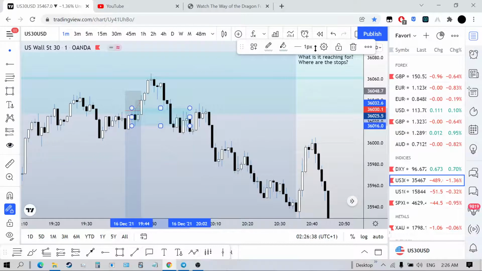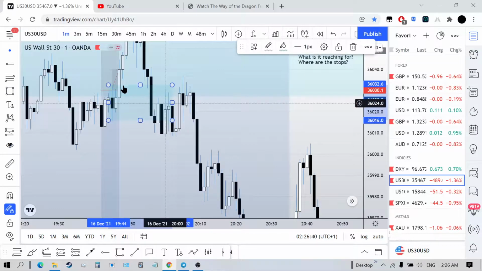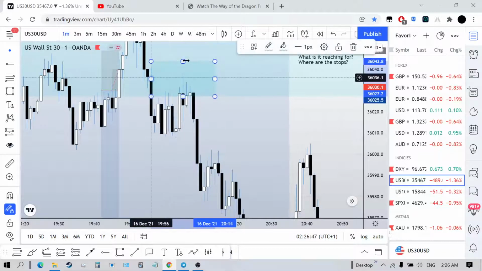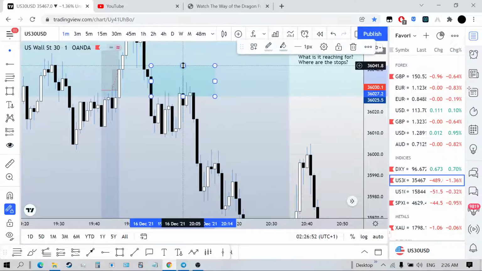So you see this right here. This is a hidden base. This is a hidden order block. You go to a seconds time frame, you'll be able to see that this is a hidden order block right inside of here. Oh, it's kind of laggy. Hold on. Give me 1 second.